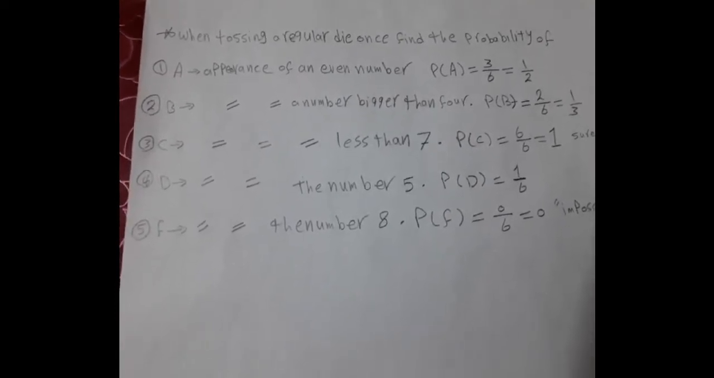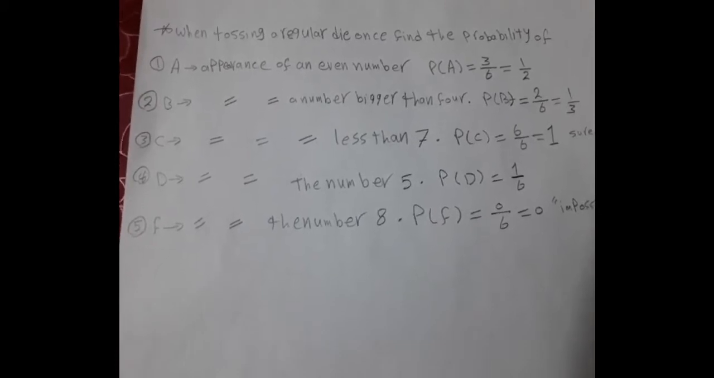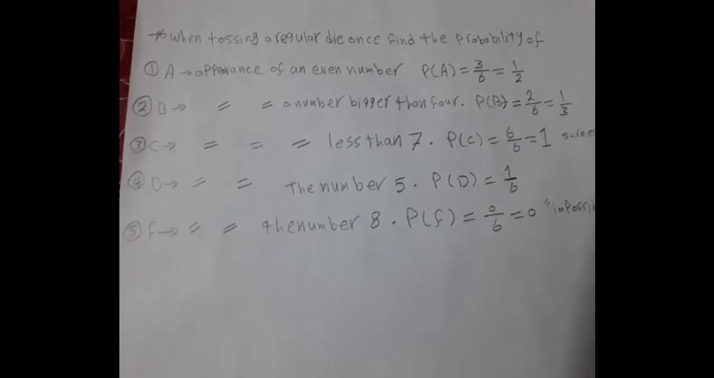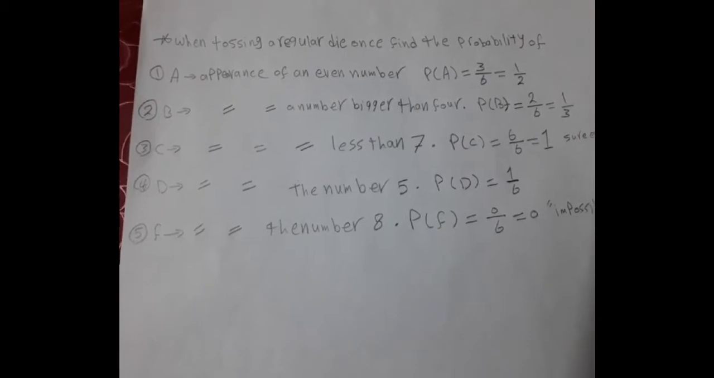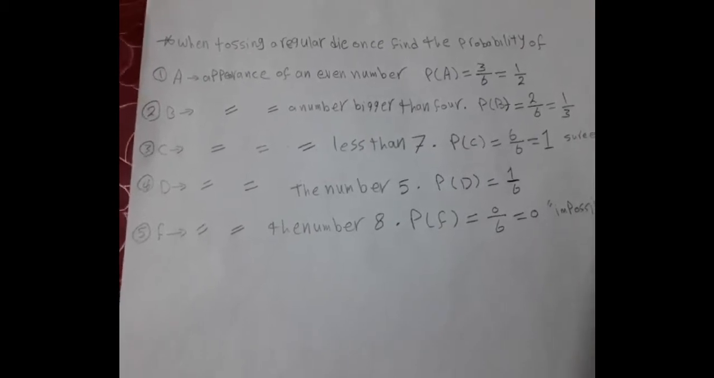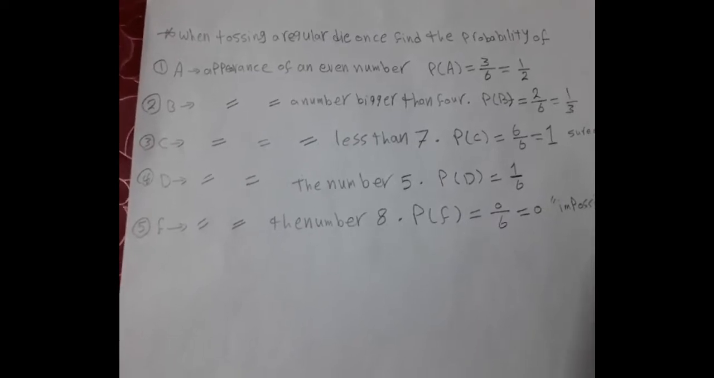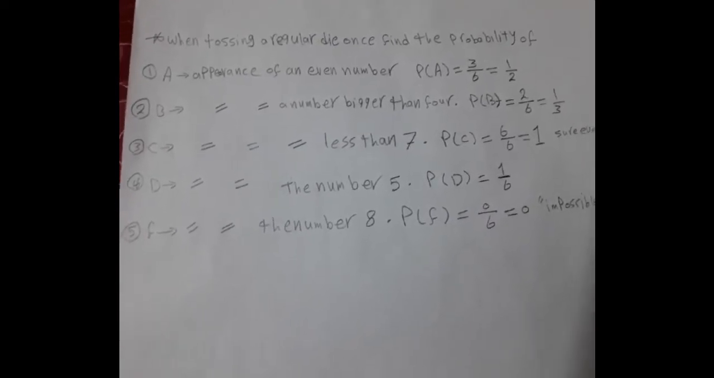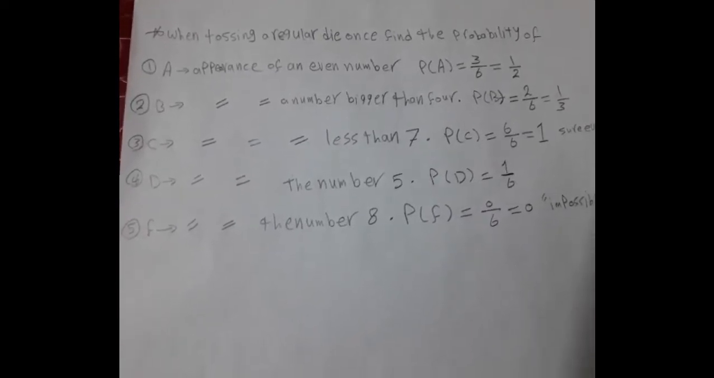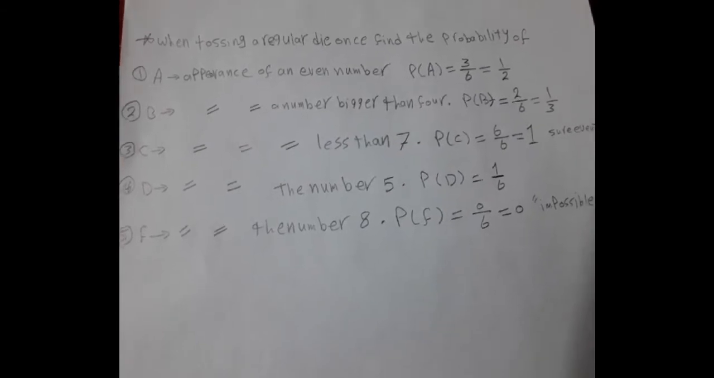Probability of B, the appearance of a number bigger than 4. The numbers bigger than 4 when we toss a die are 5 and 6. The number of elements 5 and 6 equal 2. Then the probability of B equal 2 over the total number 6, equal 1 over 3.